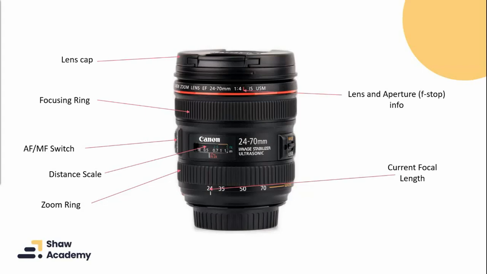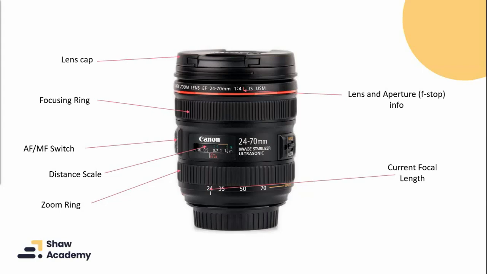We've got our aperture and our f-stop info. So just above the red ring there, lots of information there, as you can see. Canon zoom lens EF 24 to 70 millimeter, f1.4 IS USM. That's a lot of jargon. What does all that mean? Well, it means that we're a zoom lens. We can zoom in and out.